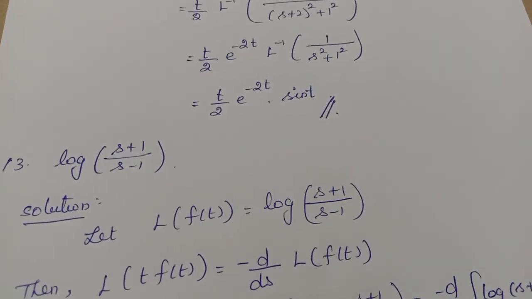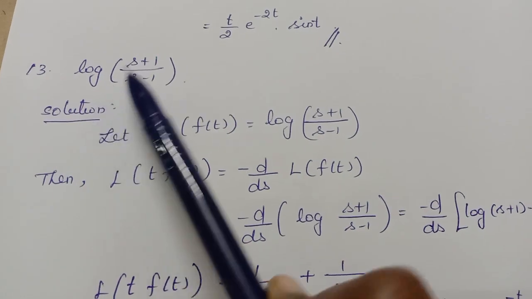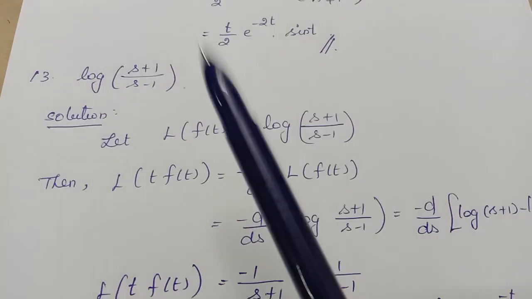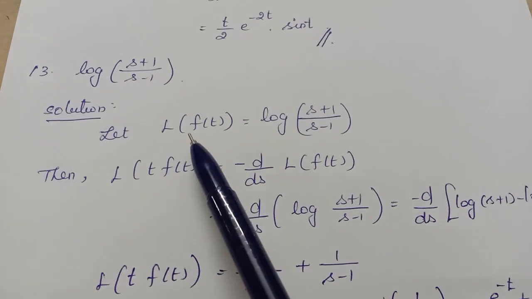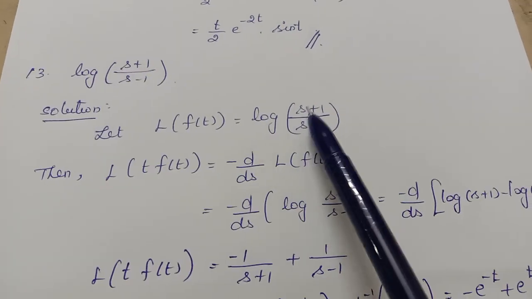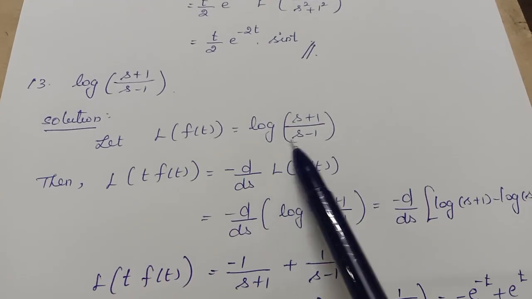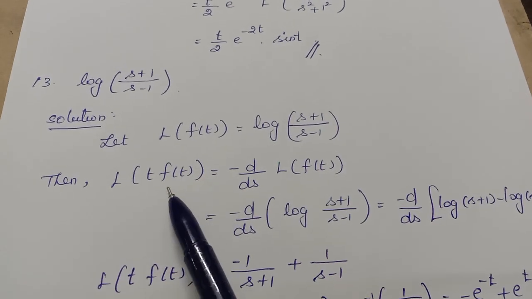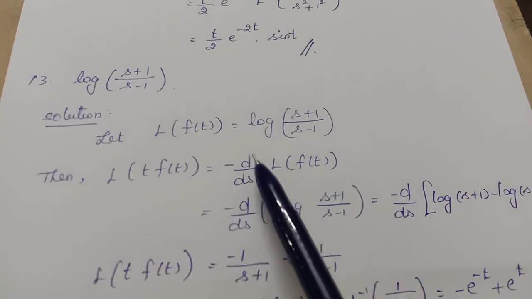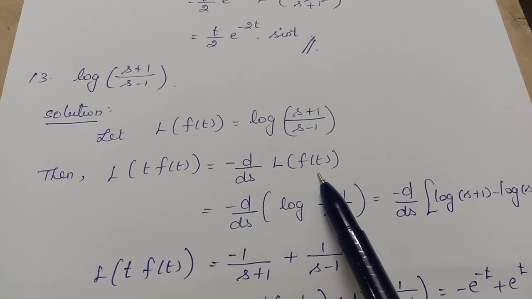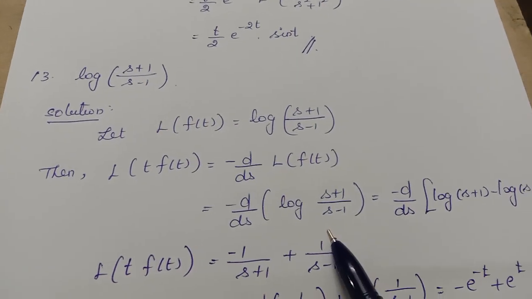Then the last problem. This is of different type. This is involving logarithmic function. Log of s plus 1 by s minus 1. So whenever you have logarithmic function, you have to take L. This is our L of f of t, no? So take L of f of t equal to log of s plus 1 by s minus 1. Then if this is L of f of t, what is L of t into f of t? That we have studied in Laplace transform, no? So L of t into f of t is minus d by ds of L of f of t. Okay, but this L of f of t is nothing but log of s plus 1 by s minus 1.